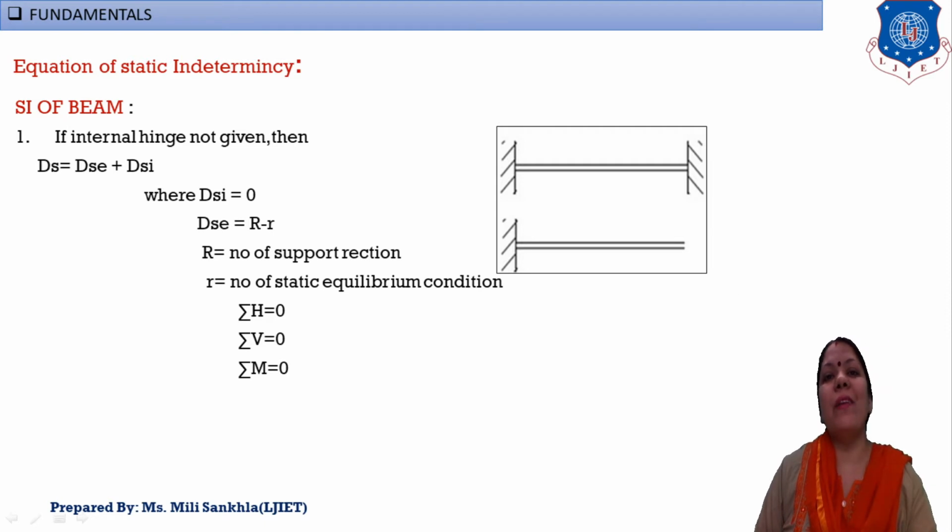Only and only we find out DSE. Now what is the equation of DSE? DSE is equal to external indeterminacy, and that is equal to capital R minus small r, where capital R is equal to number of support reactions and small r is equal to number of static conditions. This static condition is of three types. First is sigma H equal to 0, second is sigma V equal to 0, and third is sigma M equal to 0.